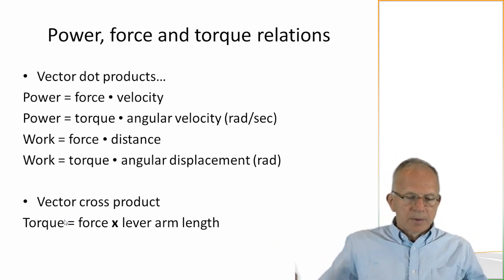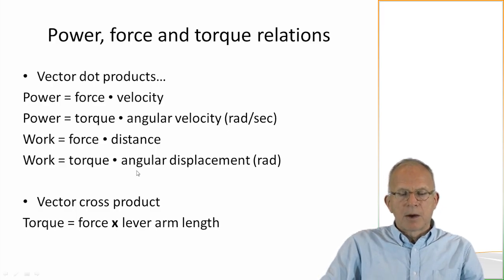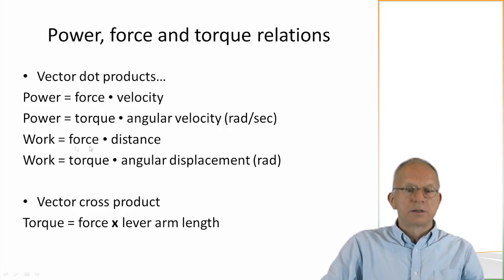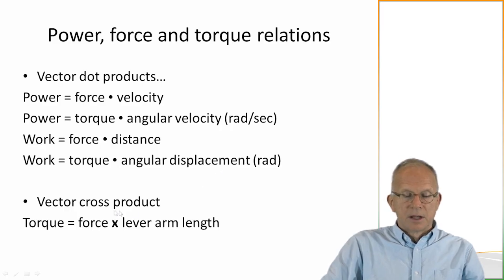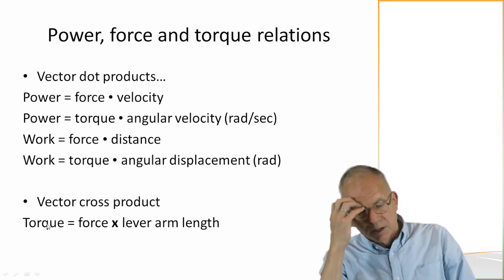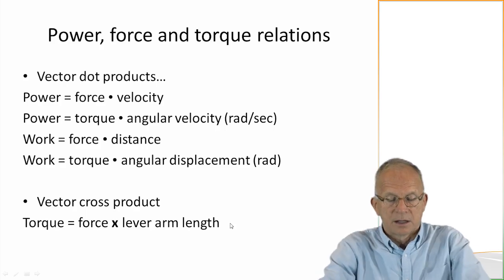Just some thoughts. We were talking about dot products, or you can use dot products to develop the direction cosine matrix. Power is going to be force, which is a vector, dotted with velocity, so power is a scalar. Or it could be torque dotted with the angular velocity, and that will be power as well. Work is force dotted with the distance, again both vectors, or torque dotted with the angular displacement. And the vector cross product, okay, it's the force across the lever arm is going to be the torque. And so remember, the cross product is the magnitude of one times the magnitude of the other times the sine of the angle between them.